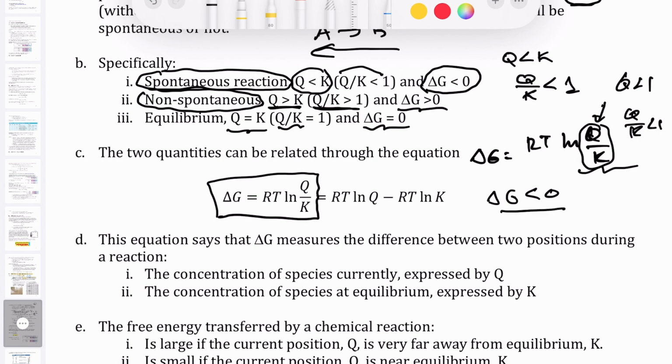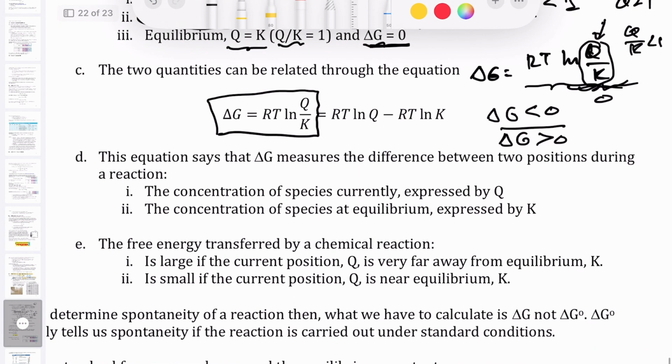If our Q over K is bigger than 1, that means our whole delta G expression is going to be positive. Delta G positive is non-spontaneous, so again, that matches our description of the Q and K comparison. And then lastly, if Q and K are the same, which means that Q over K is 1, ln of Q over K is 0, so delta G should also be 0, and that's exactly what we see here. Everything matches, so that means that this is how delta G relates Q and K.